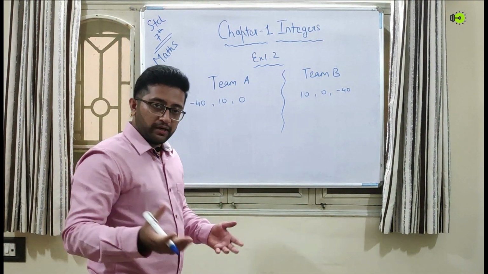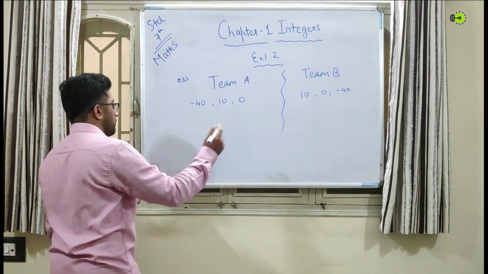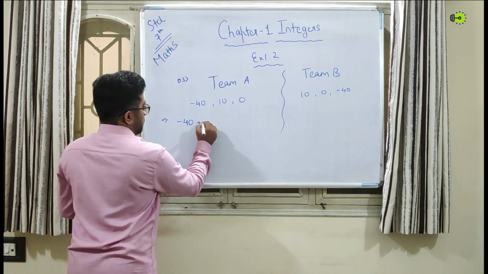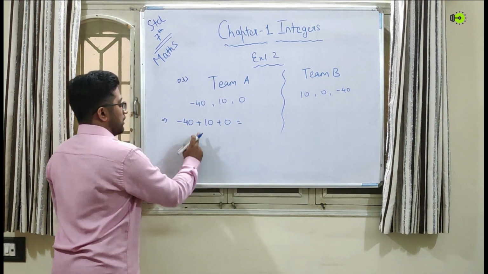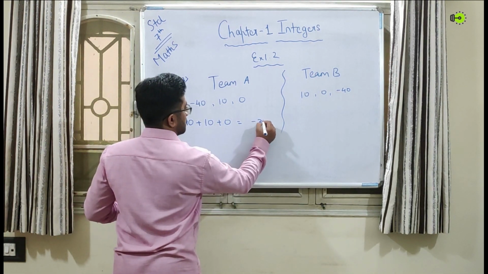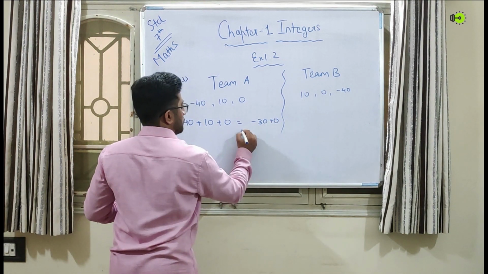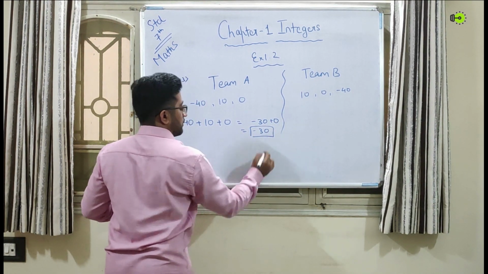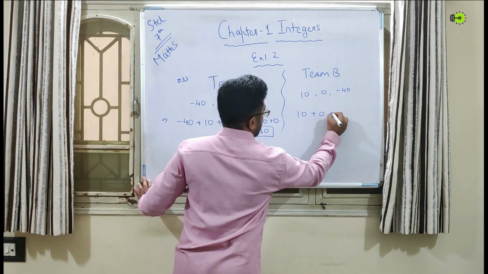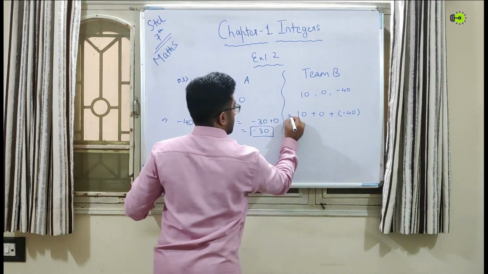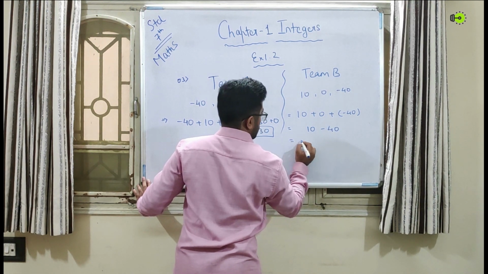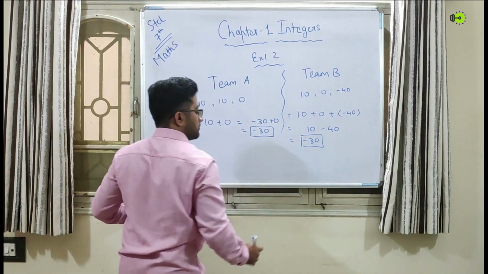So we need to find out the total score for team A and team B. Total here means addition. First of all, add these numbers of team A, that is minus 40 plus 10 plus 0. So plus minus, sign of greater, so here our answer is minus 30 plus 0. So your answer is minus 30. Similarly we can do the same for team B, that is 10 plus 0 plus minus 40. So 10 plus 0 is 10 and plus minus minus, so here also the answer is minus 30.